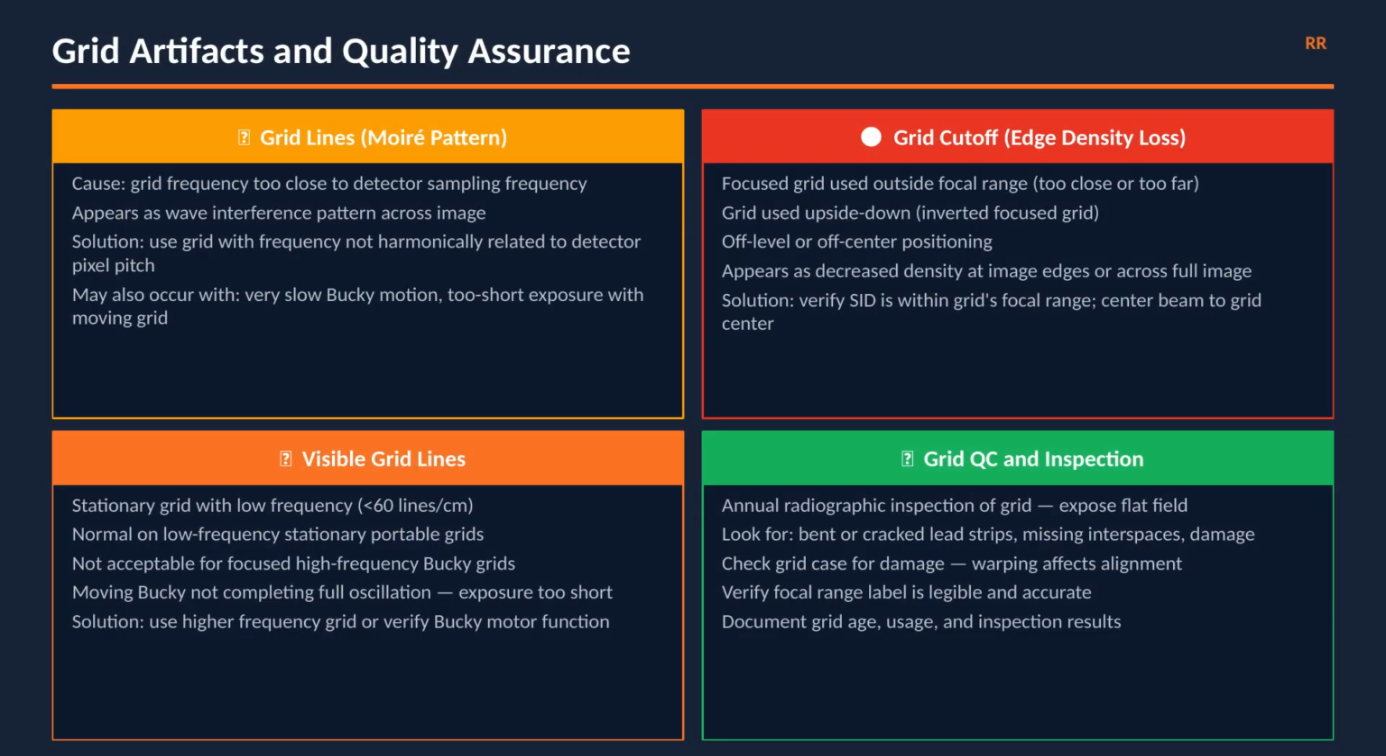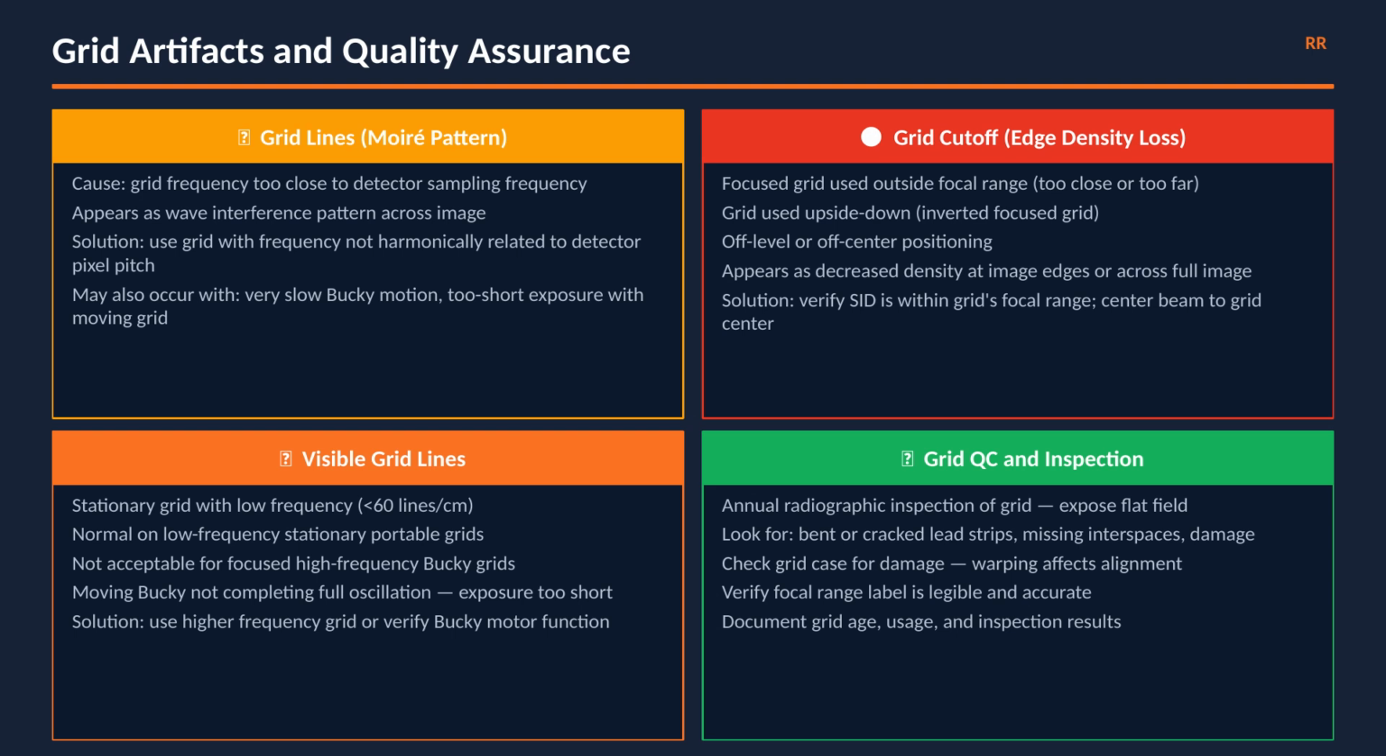For grid artifacts, cause and fix for each. Moire pattern, a wave interference pattern across the image. Cause: the grid frequency is harmonically related to the detector sampling frequency, so the two patterns interfere. Also caused by very slow Bucky motion or too short an exposure for the grid to complete its travel.